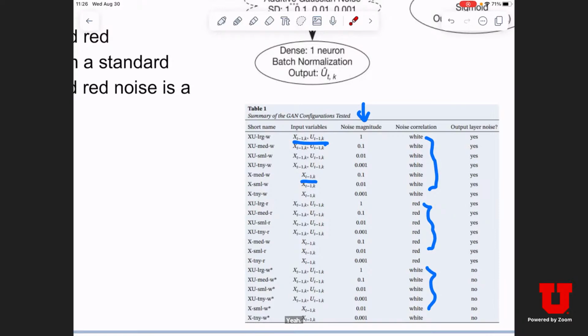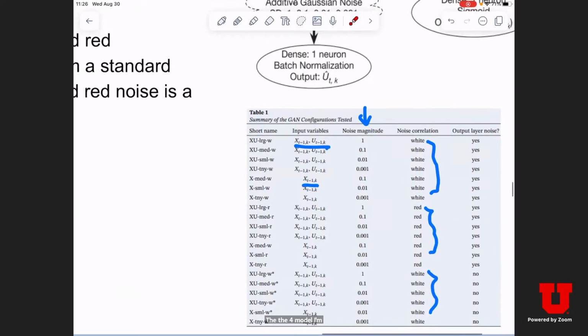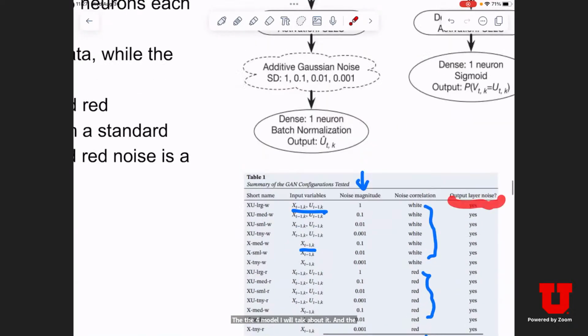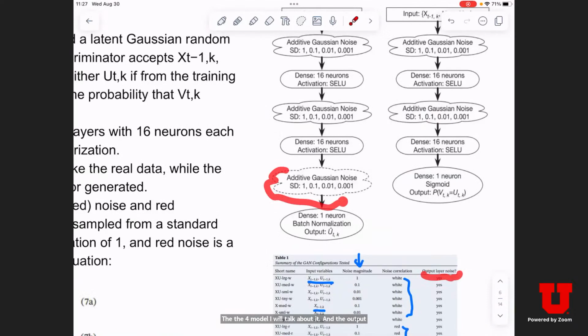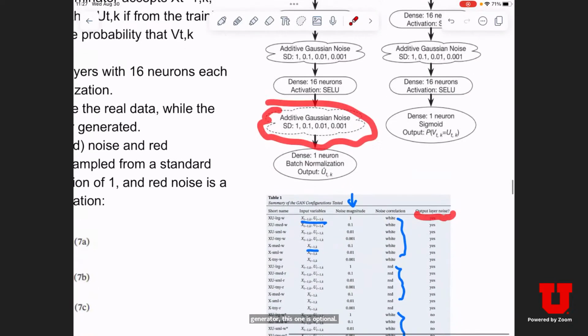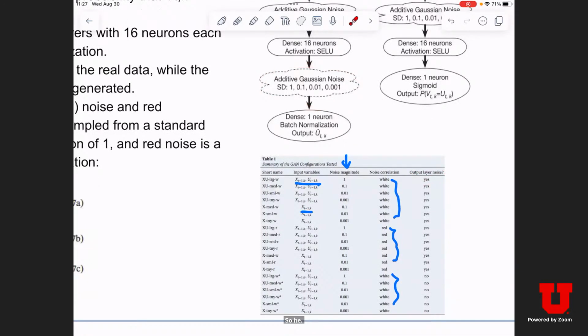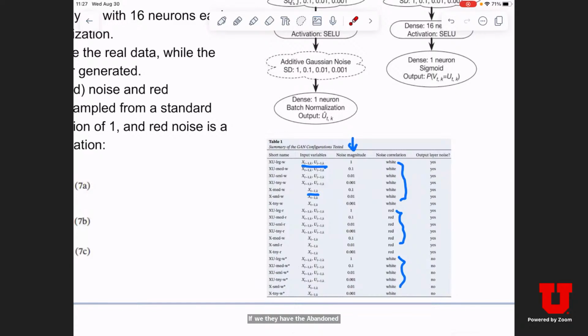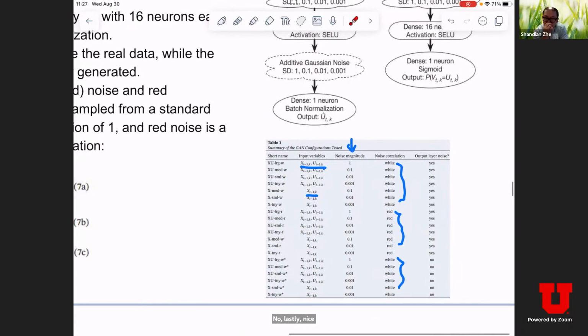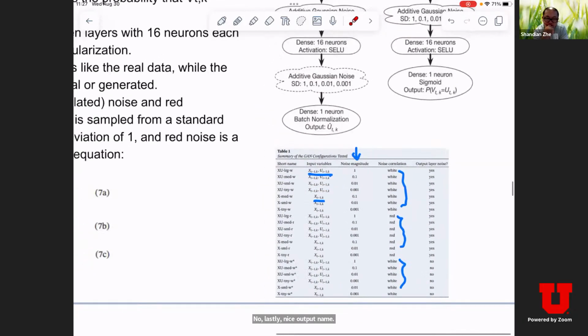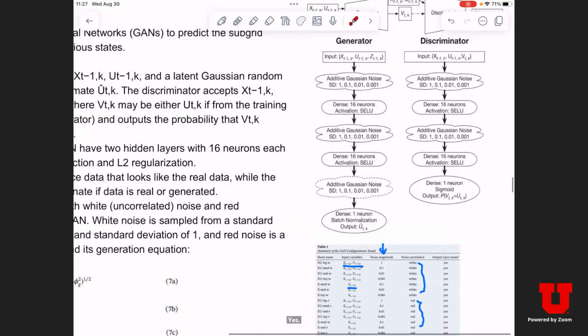The full model I will talk about later. And the output layer noise is optional. We can see from the generator that this one is optional. So the paper wants to see if injecting some noise in the last layer gives better performance compared to no output layer noise. Is there any question about the GANs?